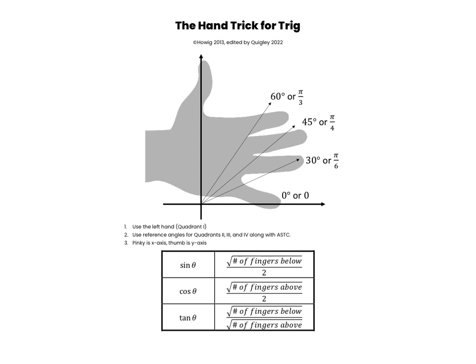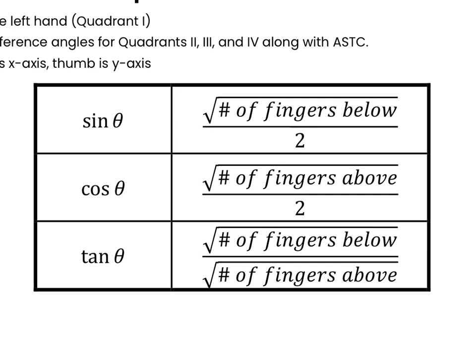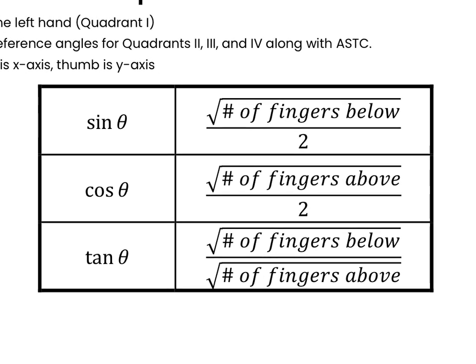The sine of 45, how many fingers are underneath here? Square root of 2 over 2 is the sine of 45. All of them are divided by 2. Look at the formulas here. It says number of fingers below, divided by 2. You don't actually divide them, you just put them over 2. And if we were doing sine of 60, 60 is your index finger. How many fingers are below? So square root of 3 over 2 is the sine of 60.